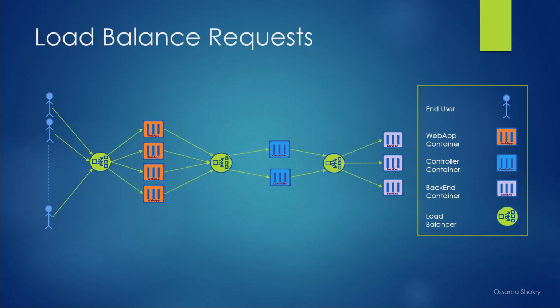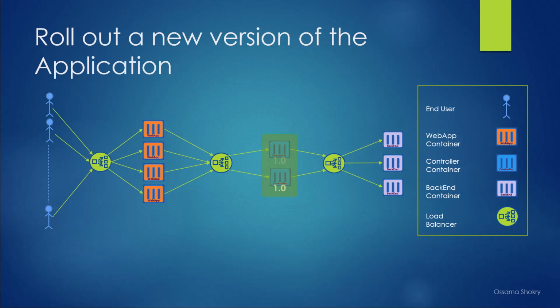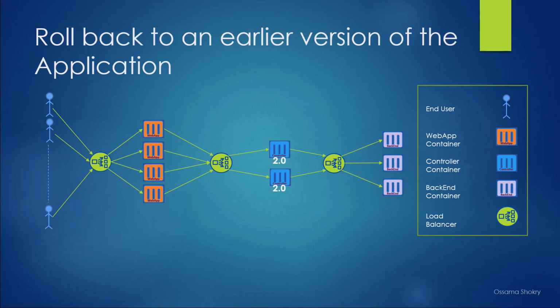Load balance requests to each tier among its containers. Keep an eye on the health of containers. If a container crashes, start a new one. Roll out new versions of containers with minimal downtime. Roll back containers to a previous version. Make sure your application is highly available through horizontal scaling by running multiple containers on multiple infrastructure nodes.